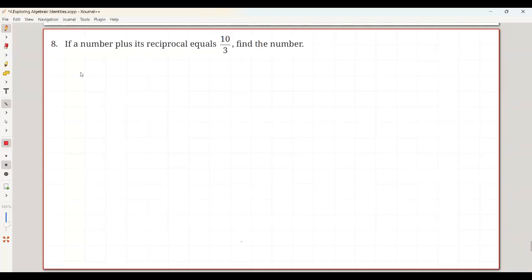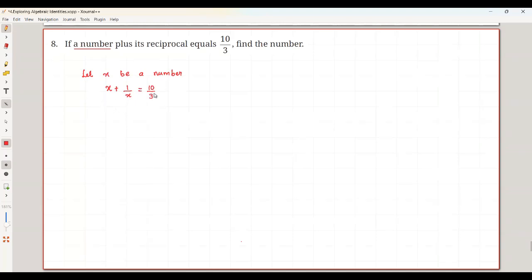First, let x be the number. They are telling us about a number, so we can just take, let x be a number. The number plus the reciprocal of it is equal to 10 by 3. That means we can write it as: the number is x, plus the reciprocal, 1 by x, is equal to 10 by 3, which is given in the question. They are asking what the number is, which means you have to find the value of x.